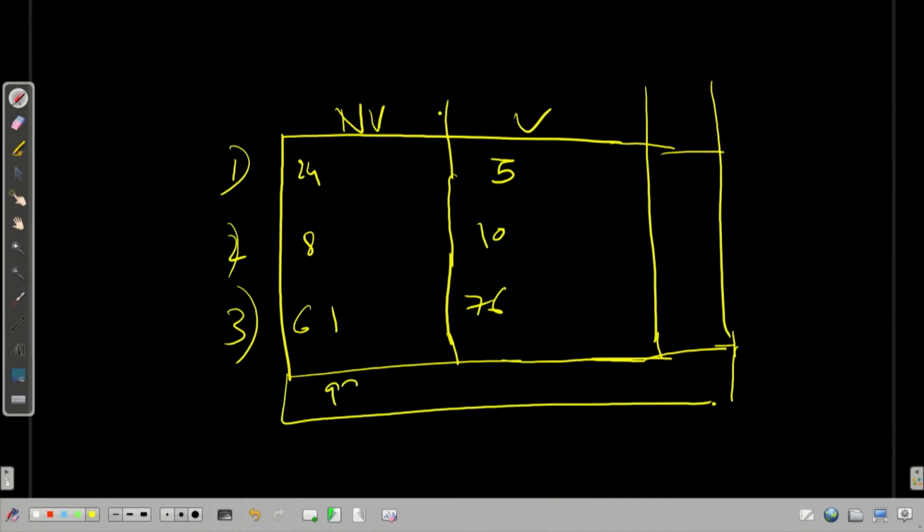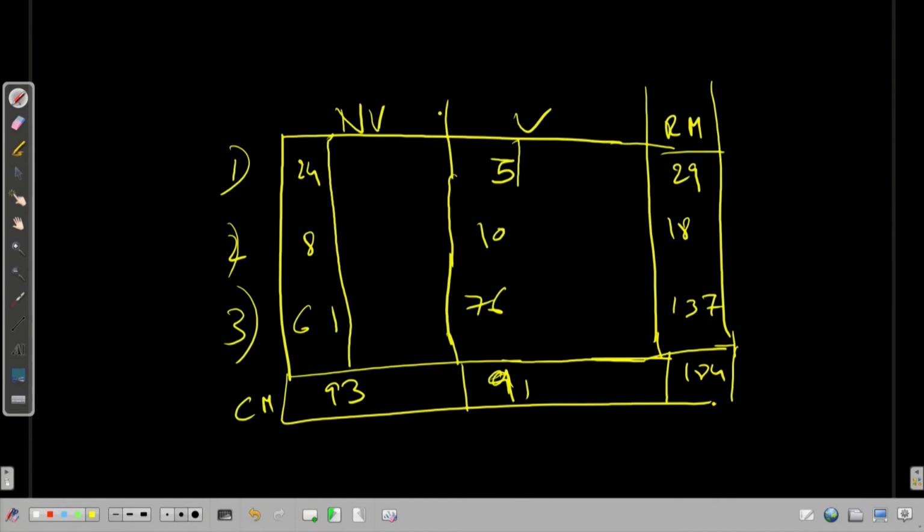This total is 93 and this total is 91. Here the total is 29, here 18, and here 137, and the grand total is 184. So this is the observed value, this is the row marginal, and this is the column marginal. Once we get the row marginal and column marginal, next we will find out the expected value.